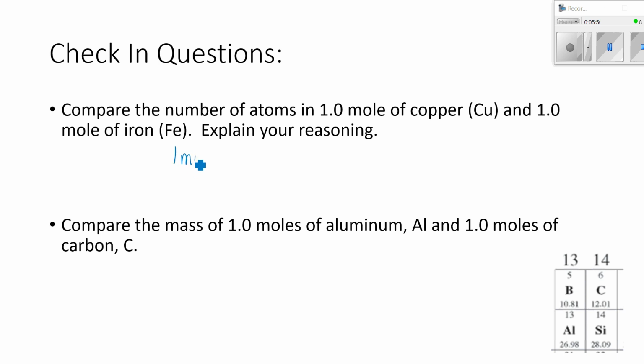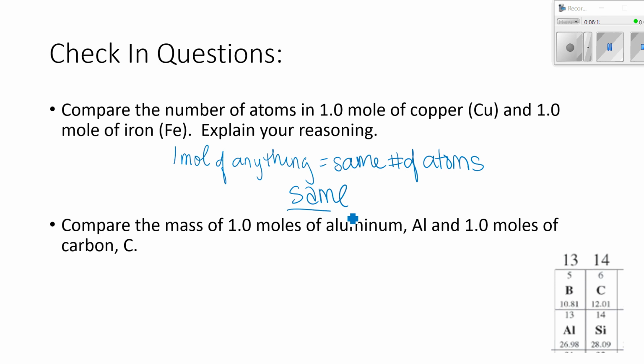So 1 mole of anything has the same number of atoms. So it doesn't matter if it's copper, if it's iron, what it is. So the number of atoms would be the same in these two samples. That's just kind of the definition of what a mole is. So a mole means 6.02 times 10 to the 23rd of those things. Items. Doesn't matter what those items are. They could be cars, marshmallows, copper atoms, iron atoms, water molecules.